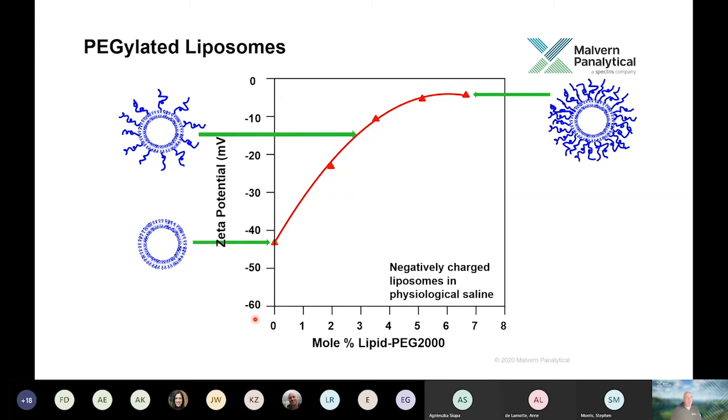And here the opposite is true, because as we put more PEG onto the surface, we're increasing the steric stabilization of the particle, but we see a reduction in zeta. In other words, we become less negative and we tend to go towards zero. So we have to be careful how we interpret results depending on the mechanism of stabilization that we're using in our system.